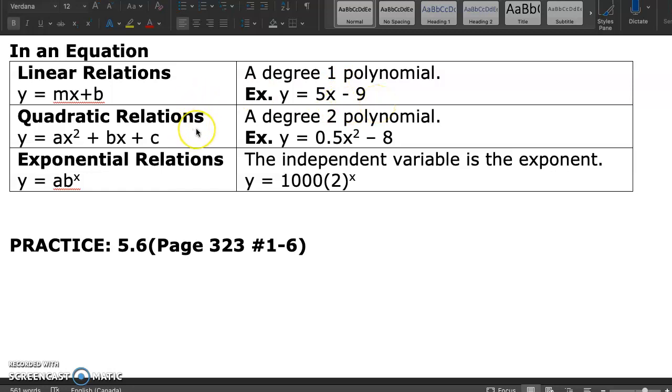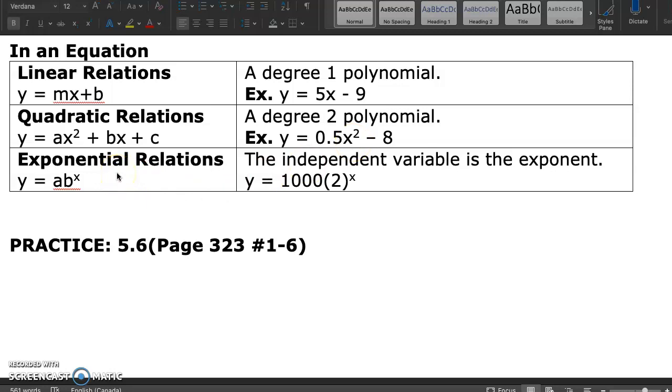Next, quadratic relations. We've seen various forms such as standard, factored, and vertex form. So it has different forms, but the characteristic that is most easily identified is that it is a degree 2 polynomial, meaning that the exponent is 2 on x, or the greatest power on x is 2.